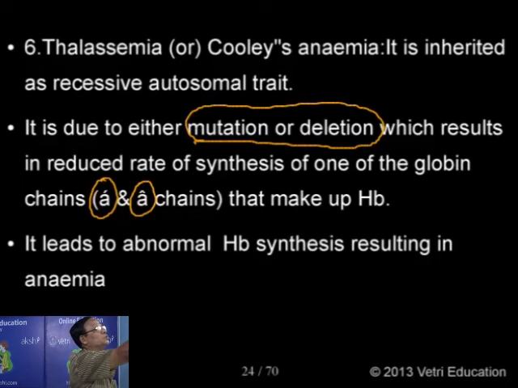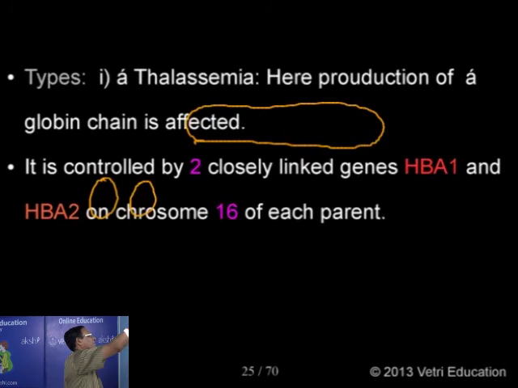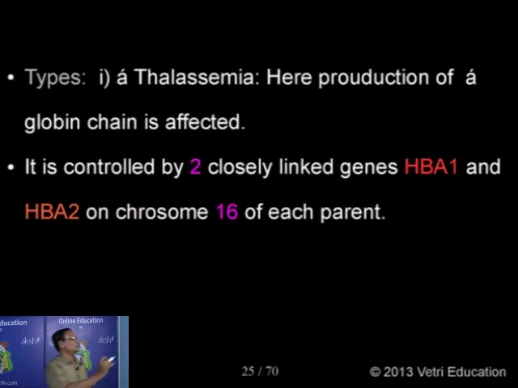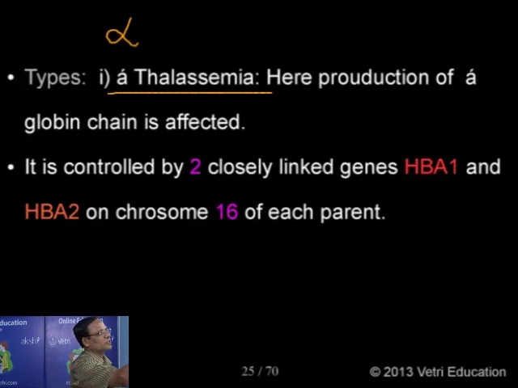Now, there are two types of thalassemia. Type 1, alpha thalassemia. Here again, the production of hemoglobin, that is the globin chains, specifically the alpha globin chain, is affected. Now, what are the genes responsible for controlling the synthesis of alpha globin?